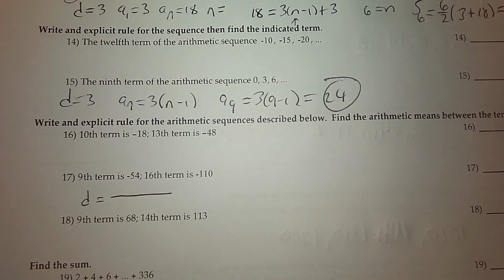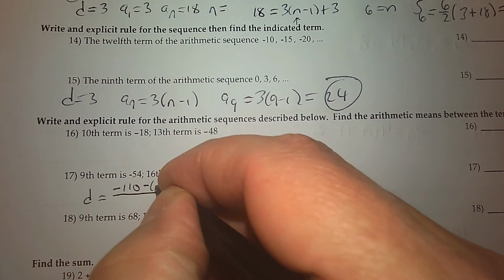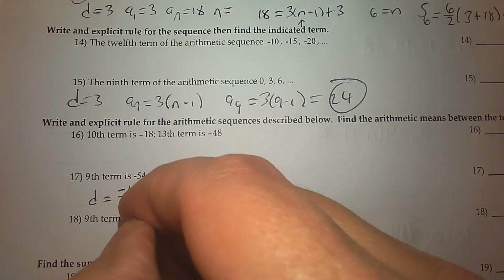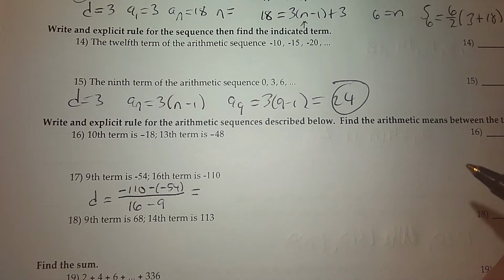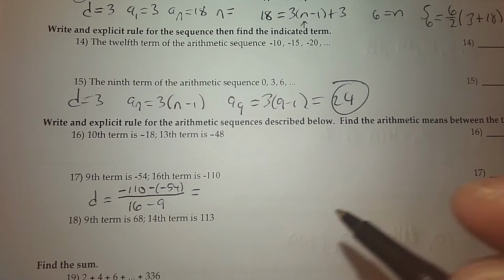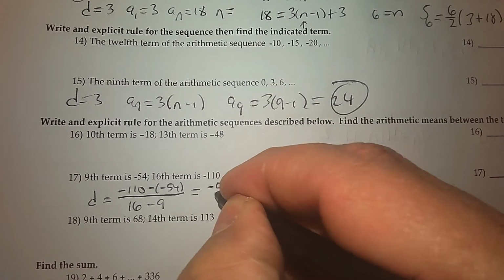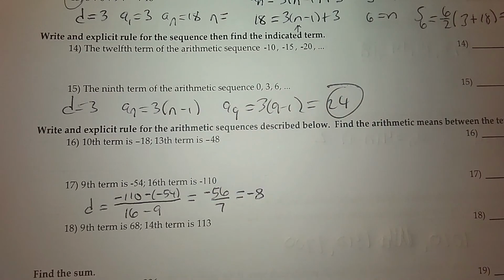y2 minus y1. So in this case, that would be negative 110 subtract negative 54. What would the denominator be? The x's would just be 16 take away 9. So you can use your calculator. When you subtract a negative, you're adding. So it's negative 110 plus 54. So I think this is negative 56 over 7. Does that go in evenly? Yeah. So the common difference is negative 8.